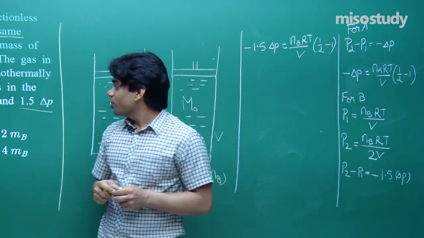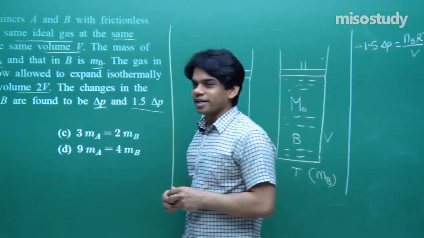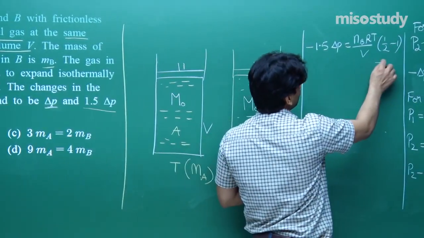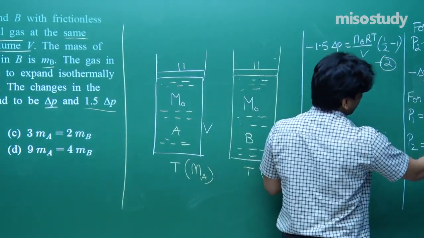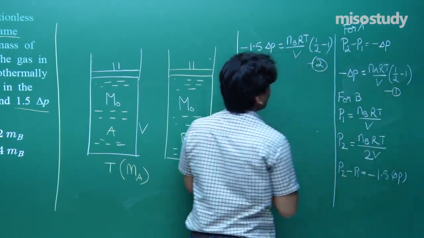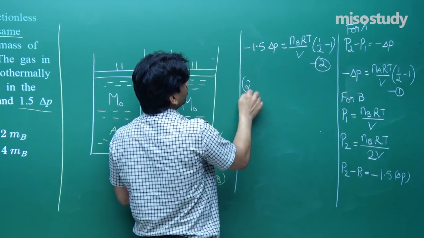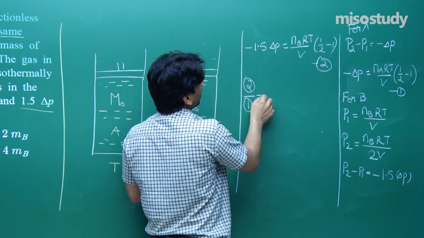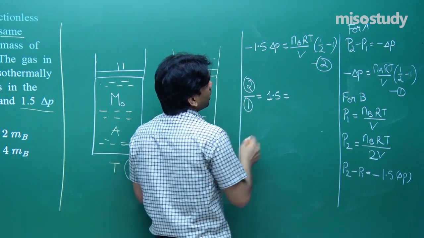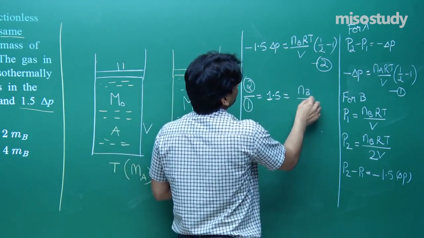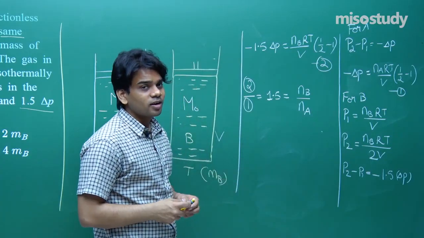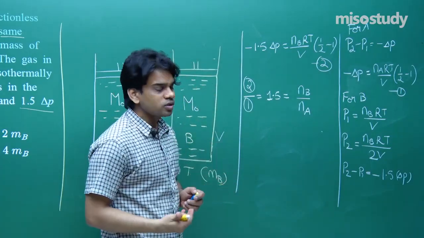Next thing we need to find out is how MA and MB are related. So let us say this is equation number 2 and this is equation number 1 we have arrived at. I am going to divide equation number 2 by 1, and we will have 1.5 equal to nB by nA. This is what we can comment on: number of moles in B divided by number of moles in A.